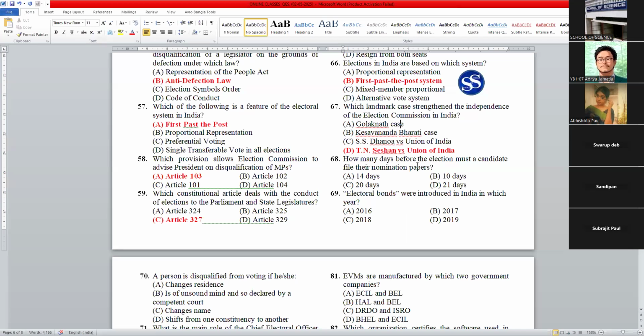How many days before the election must a candidate file their nomination papers? 14 days. Very good.